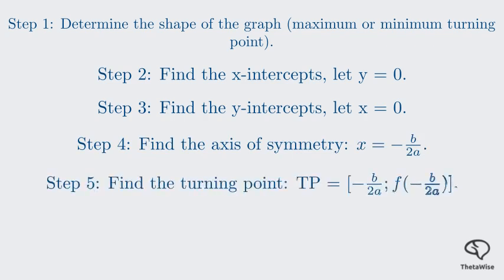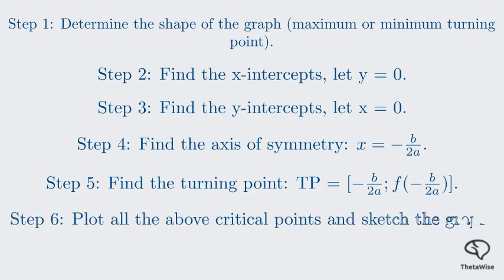Step 5. Find the turning point. This is the vertex of the parabola. Its x-coordinate is the same as the axis of symmetry, and its y-coordinate is found by plugging that x value into the original equation. It's the most critical point for sketching.